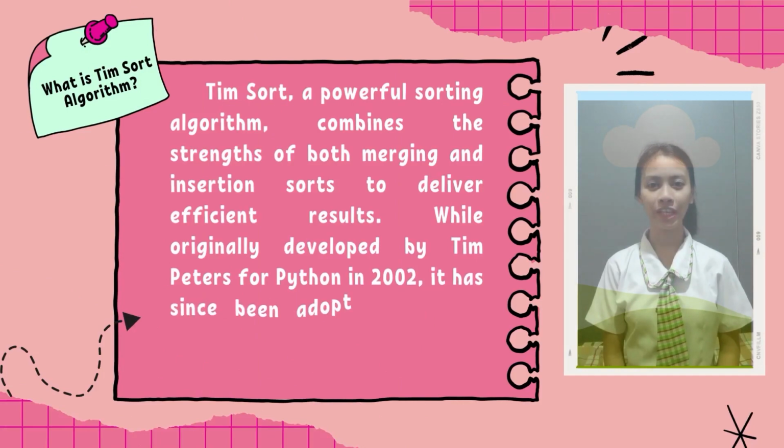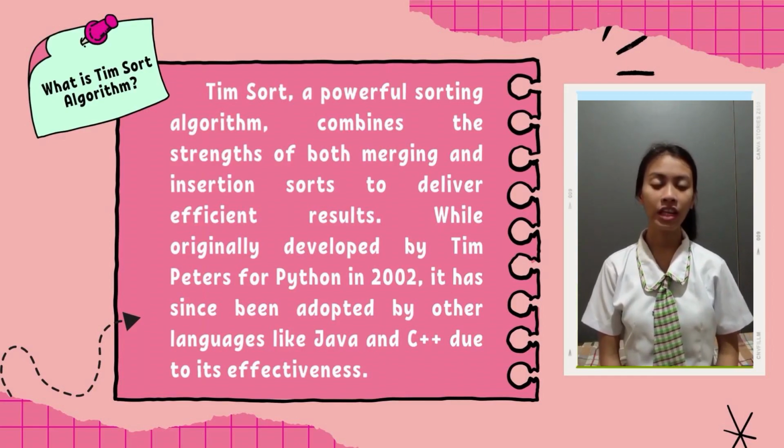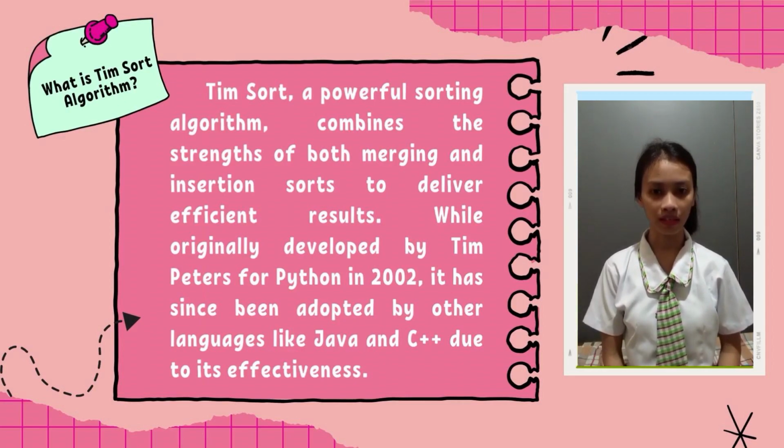So what is TeamSort algorithm? TeamSort is a powerful sorting algorithm that combines the strengths of both merge sort and insertion sort to deliver efficient results. While originally developed by Tim Peters for Python in 2002, it has been adopted by other languages like Java and C++ due to its effectiveness.